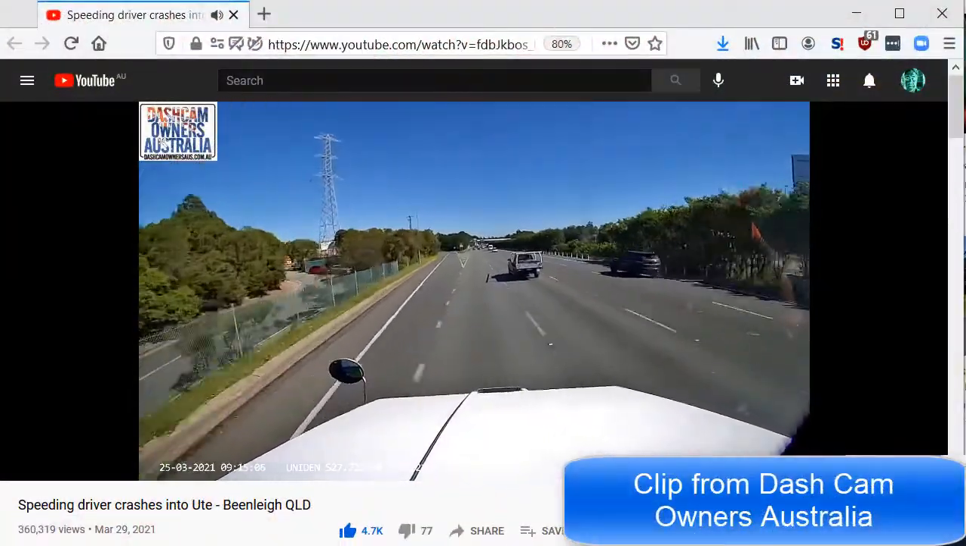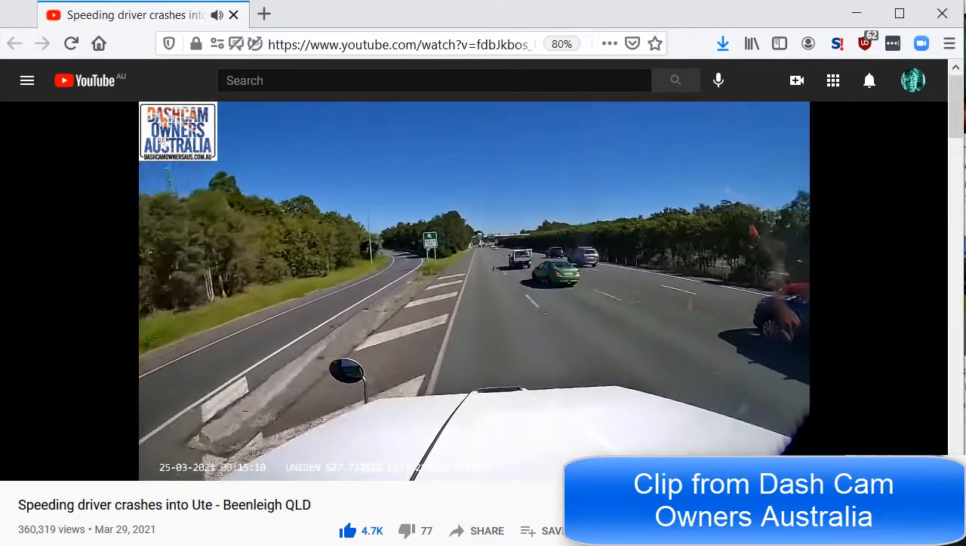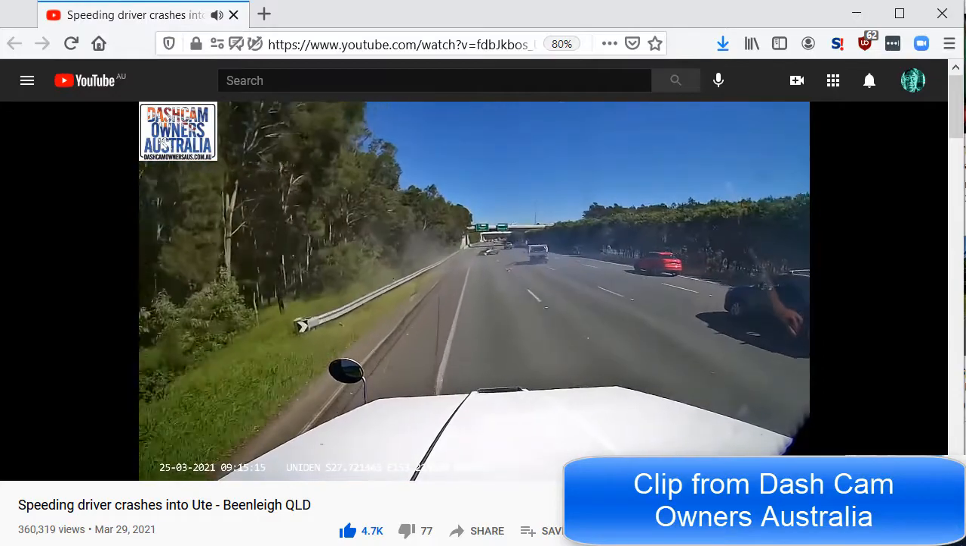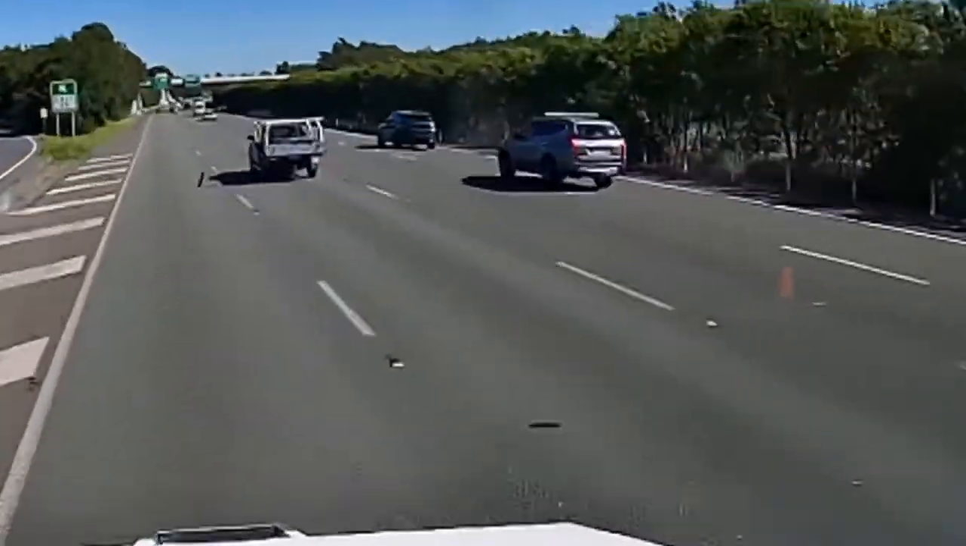So there's a clip of this car driving really fast and smashing into the back of a ute and sending the ute spinning and the green car careening across the road backwards. Absolute maniacs. How fast was the green car going? What speed was he doing? Let's have a look.